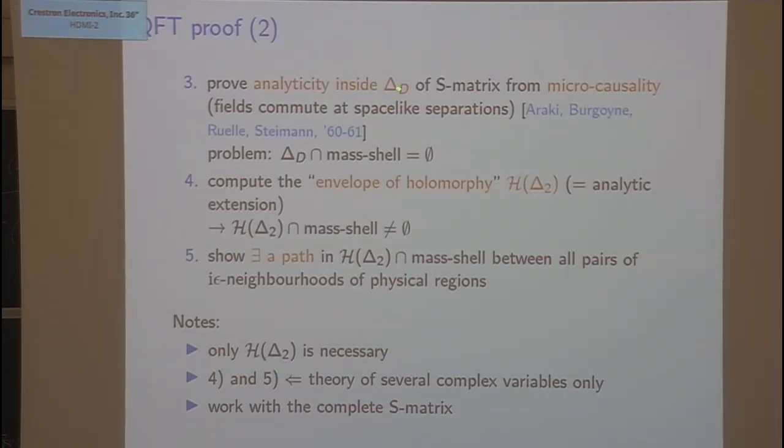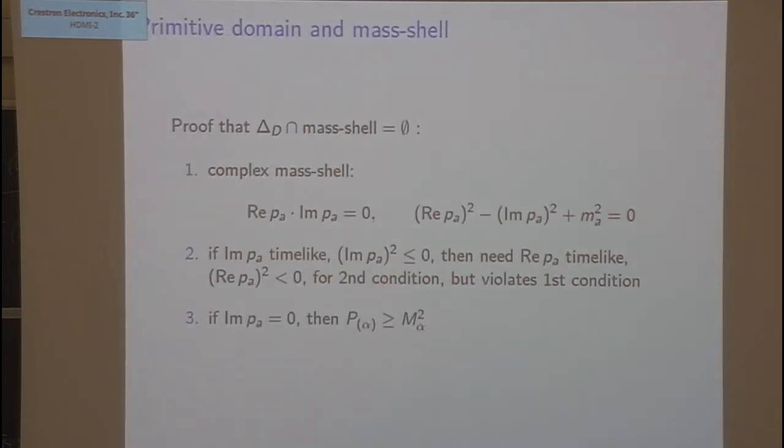Interestingly, only the envelope of delta 2 is necessary. So even if they started with analyticity in delta of d, they didn't need the third domain. And it's useful for us because using string theory, we could prove analyticity just in delta of 2. And then points 4 and 5, as I said in the introduction, are a consequence of the theory of several complex variables, so we don't really have to do it again. And in their case, they worked with a complete S matrix.